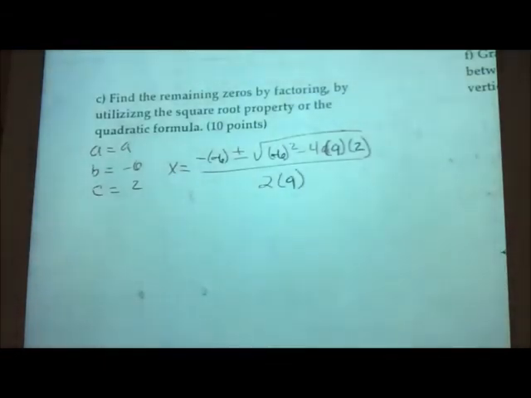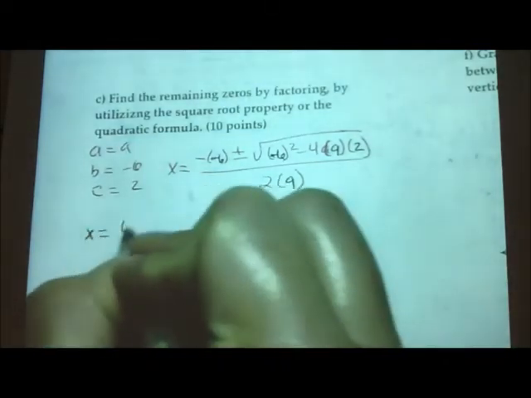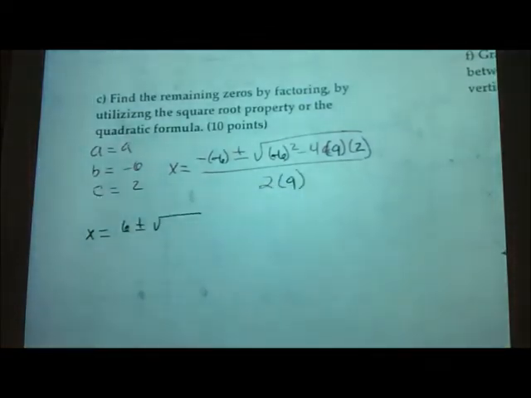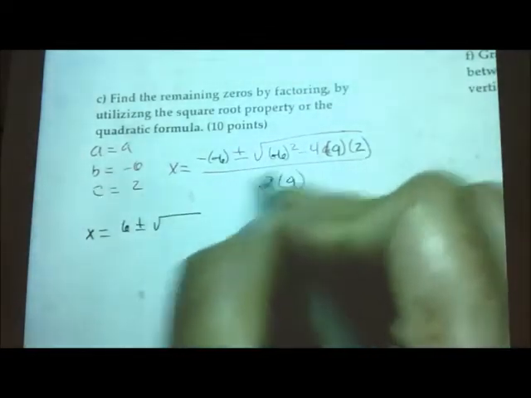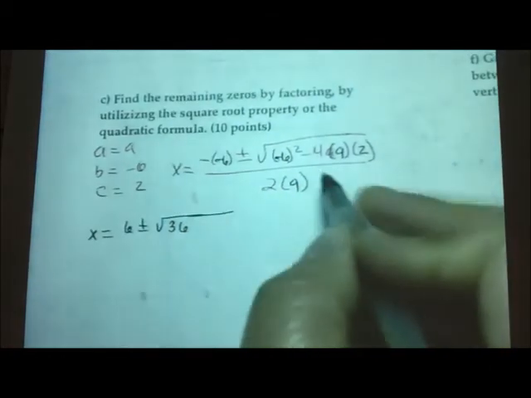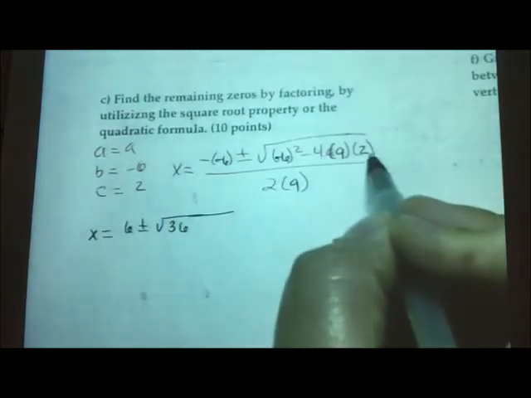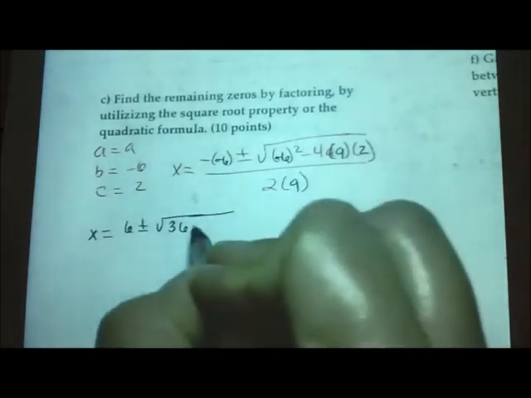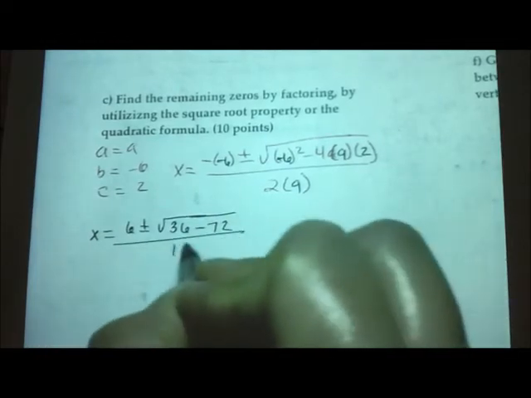Now I need you to know, just the way on this review, your answers will be imaginary here. On your test, they will be imaginary also. Okay? Wait, what do you mean by that? We'll find out. They're all going to be negative. What's a negative times a negative? Positive. So that becomes a positive 6 plus or minus. What's a -6 times a -6? A positive 36. But then I have -4 times 2, -8 times 9. -72. -72 all over 18.